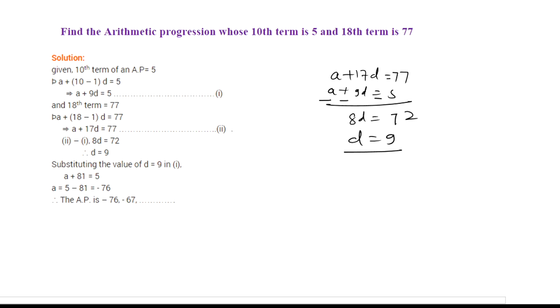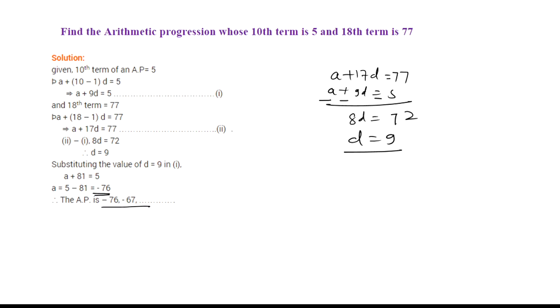I just need to substitute the value in any one of the equations. So if I am substituting the value in the first equation, it's a plus 9d. A plus 9, d is 9. So a plus 81 is equal to 5. Correct? So a is equal to 5 minus 81, that is minus 76. Can I get the series now? It's minus 76 plus 9 is equal to minus 67, plus 9 and so on. I'll be in a position to get all the terms of the given series. Correct? Hope this is clear?